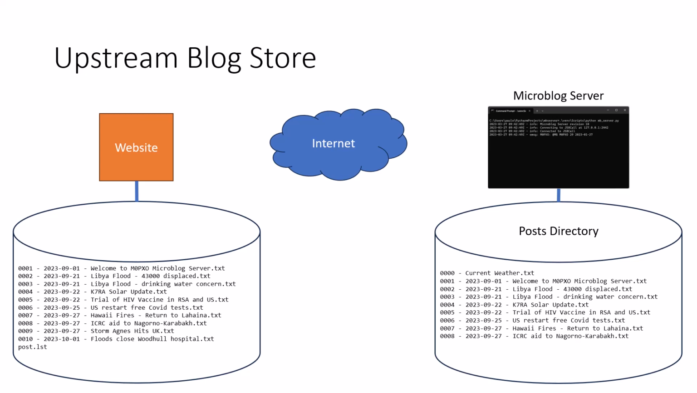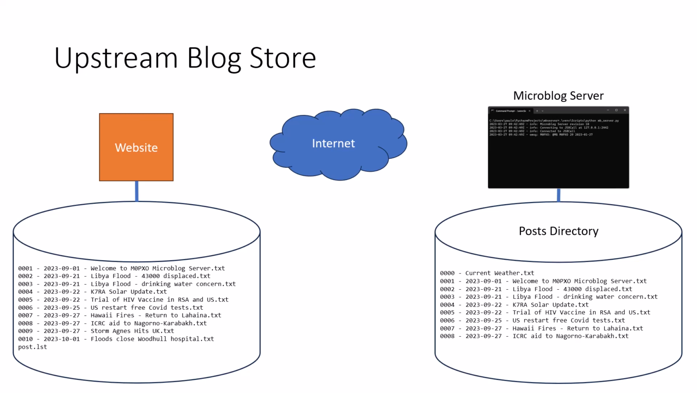So you can see in the slide at the moment, we have a post directory on a microblog server. It's got 8 entries plus the weather one. I'm not touching the weather with this solution. Okay, so this is just for the blog posts. And let's imagine that 2 more blog posts have been created, and we've put them into a central store. And the central store is just an area on a website.